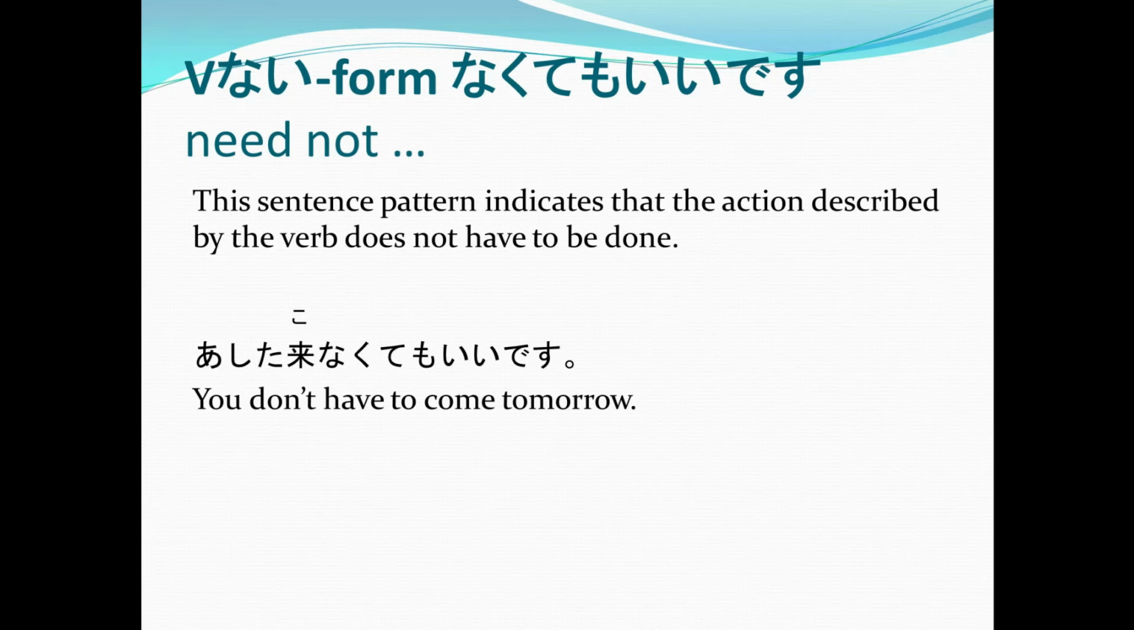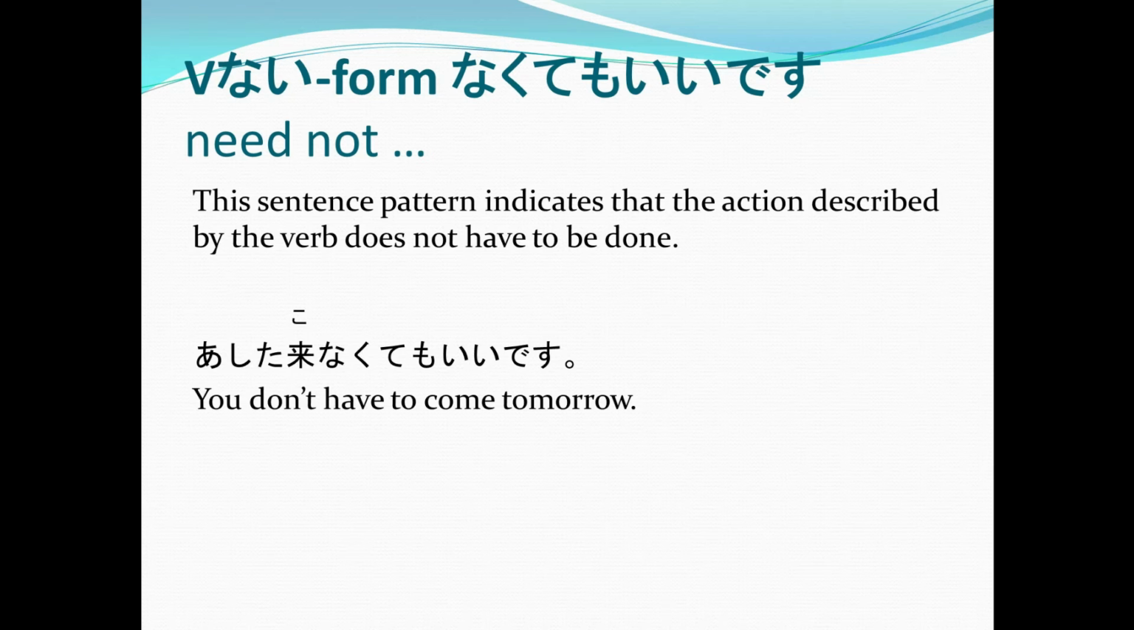So we transform the kimasu into konai, then drop the i, then add kotemo ii desu to make it you don't have to come, or konakotemo ii desu. What are the other sample sentences that we can construct from this?